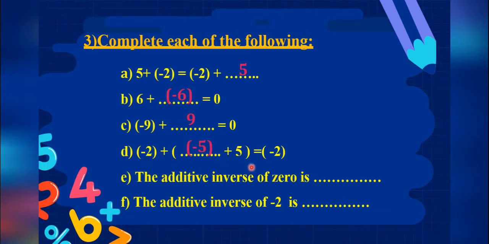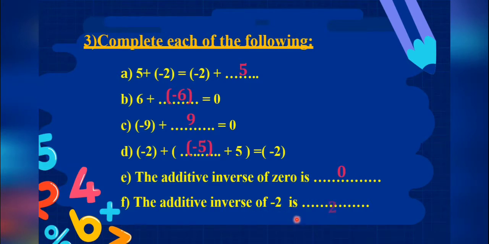The additive inverse of 0 is, yes, I need you to know this information, that 0 has no additive inverse because 0 is neither negative nor positive. So 0 has no additive inverse, or its additive inverse is 0. The additive inverse of -2 is, I will just put the 2 and change the sign. Yes, +2.